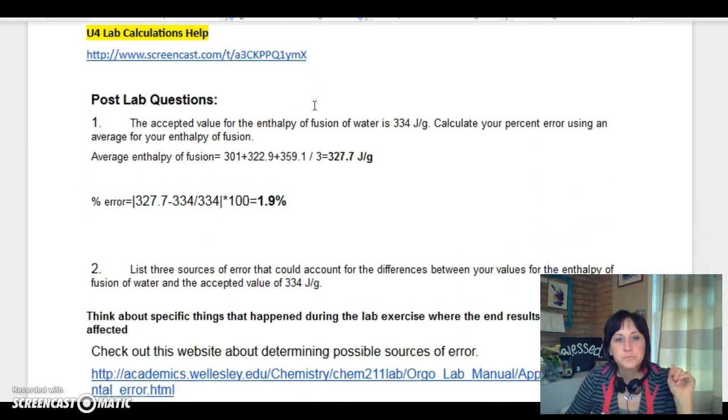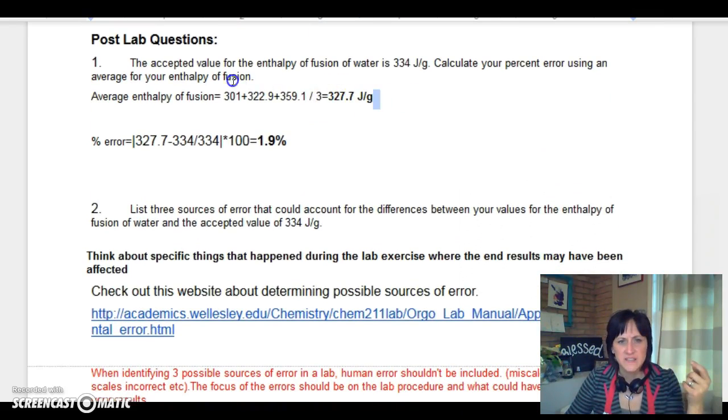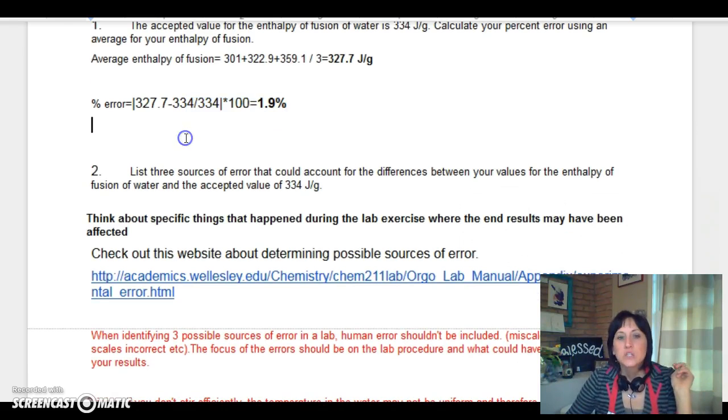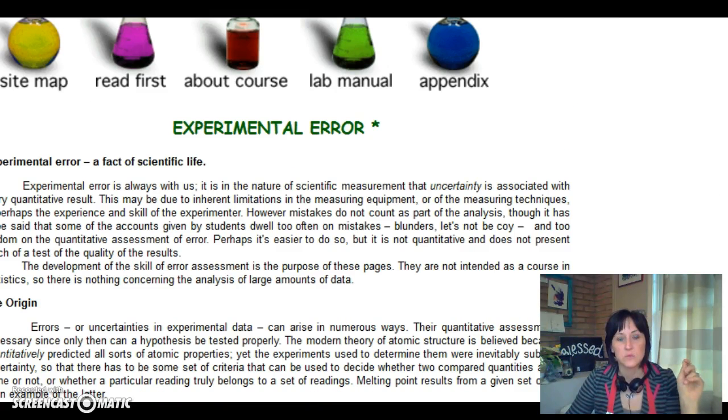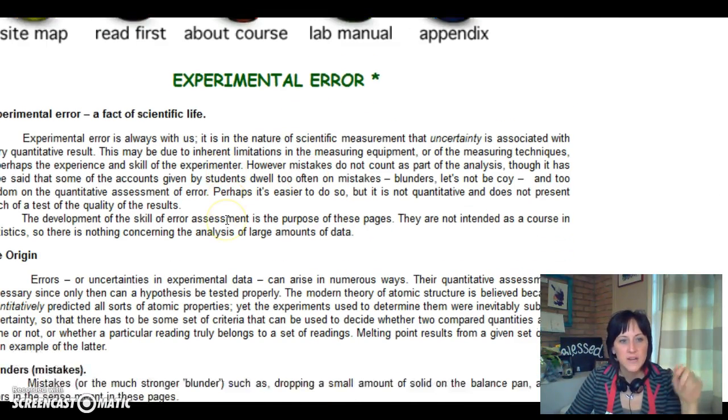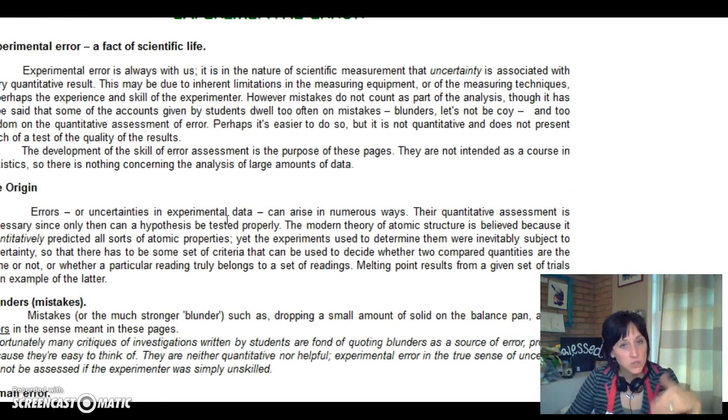All right, so your post-lab questions, we just did that, right? I figured out my average, went ahead and calculated it. So the last thing that you needed to do was talk about sources of error. So we haven't really talked too much about it so far. So what I did was I gave you a nice website. This was a really good website. You can go right here. It's cutting it off a little, but you need to make sure you read through those because you'll have questions about this on your test.